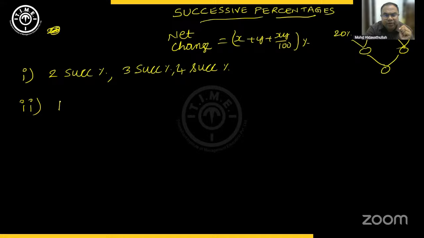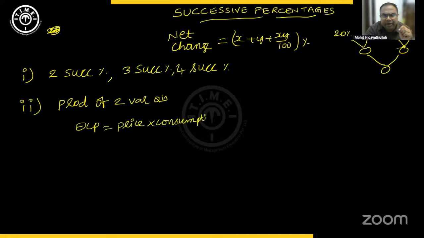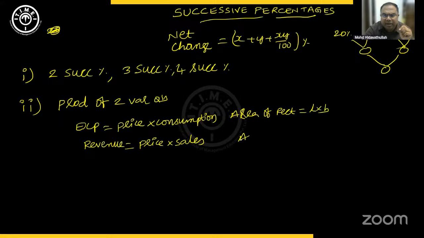Again, this is useful for product of 2 variable questions. Product rule we say. What are those? Expenditure, which we just did: price into consumption. Any product of 2 variable question, we can use this. Revenue, price into sales. Area of rectangle, length into breadth. Area of square, side into side. Like that, any product of 2 variable questions, we can use this.